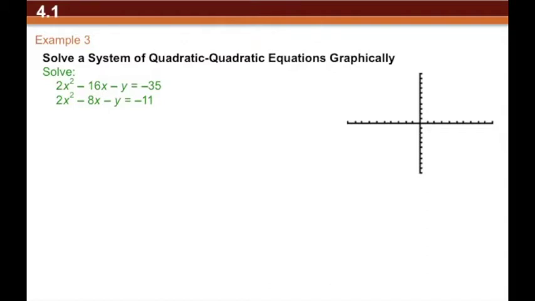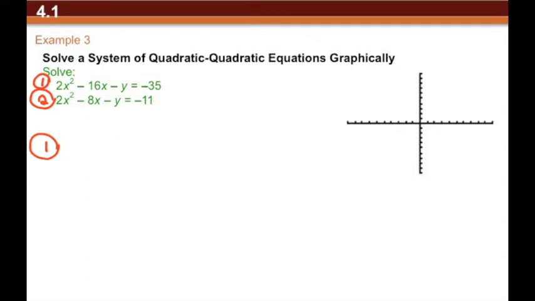So here we have a system of quadratic equations. The method for solving this graphically does not change from a linear quadratic system. In order to graph these in the calculator, we still need to isolate y. So again, I'll number the equations. It's slightly more complicated to get y isolated in each one, but not very much.